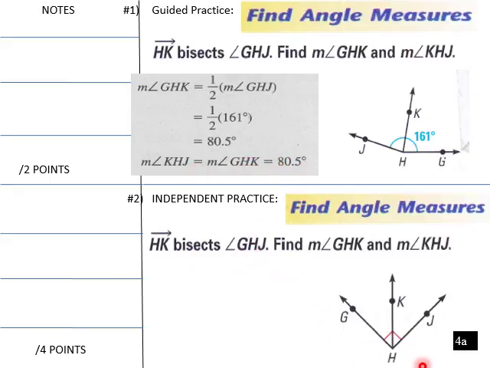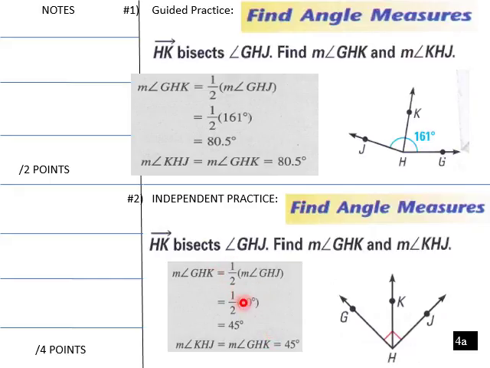Okay. And then here, same thing. HK bisects GHJ. So what does this mean here, class? What does that symbol mean? Here's what it means. It's 1/2 of 90. So both those angles equal 45. GHK and KHJ equal 45 degrees. They're 1/2 of a 90. This is a 90.